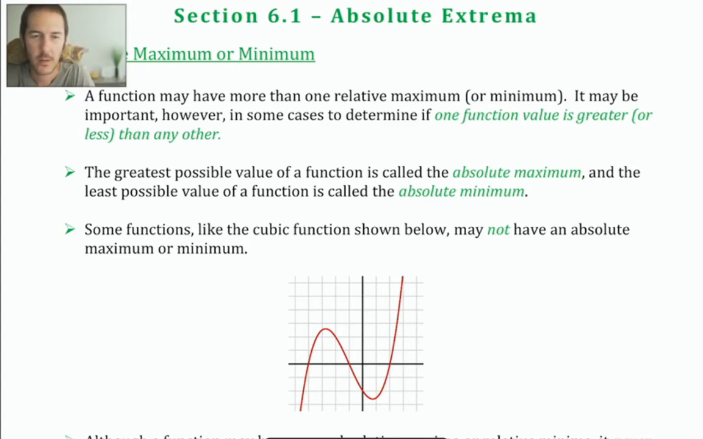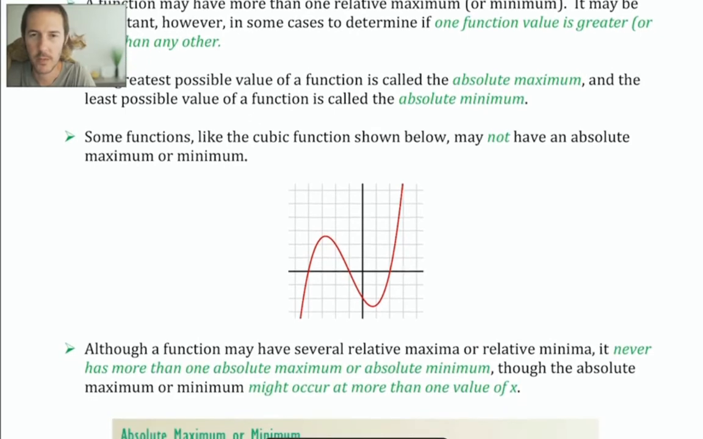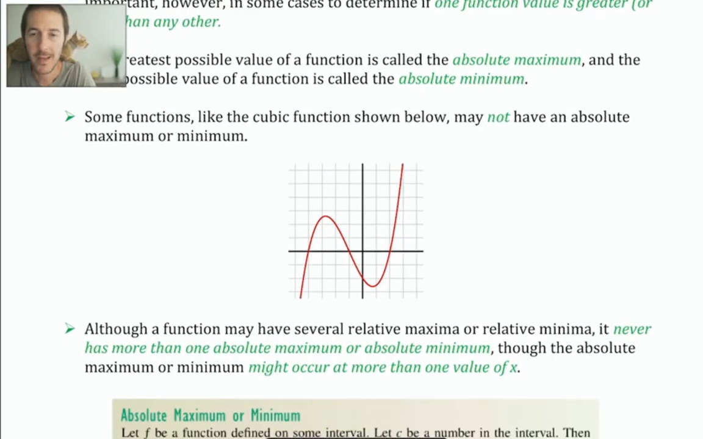And some functions, like a cubic that we're seeing in this graph right here in the middle of your screen, might not have an absolute maximum or minimum, because as that function goes off to the right, it continues getting larger and larger, and as it goes off to the left, it keeps getting lower and lower.